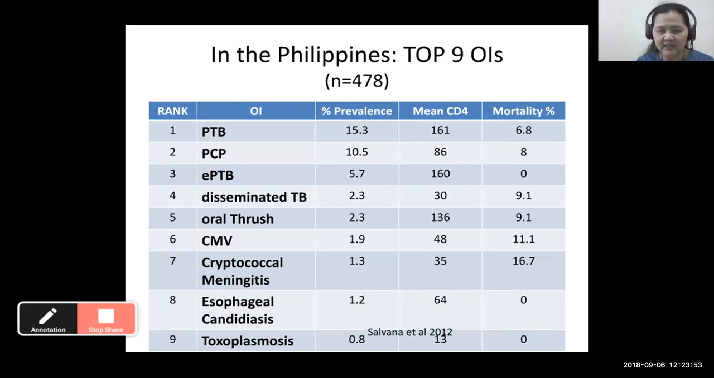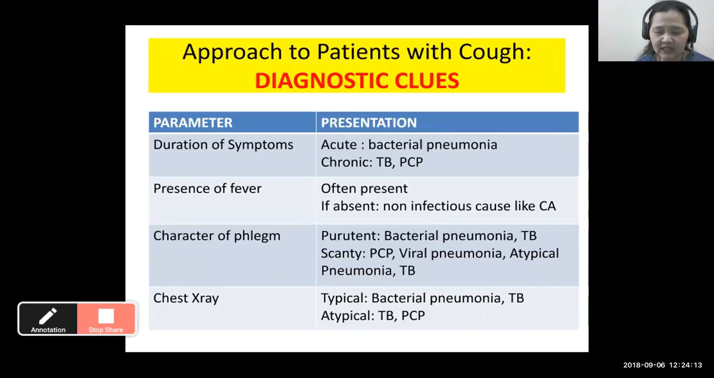And then the rest are also TB, various kinds of TB, oral thrush, CMV or cytomegalovirus infections. Cryptococcal meningitis is number 7. Esophageal candidiasis is number 8 and toxoplasmosis is number 9. So, us being physicians in the hubs, we should know this. Okay. All right. So, let's go to the case.